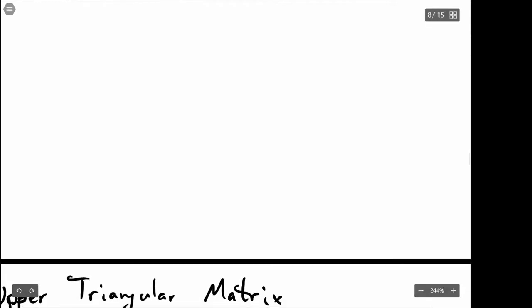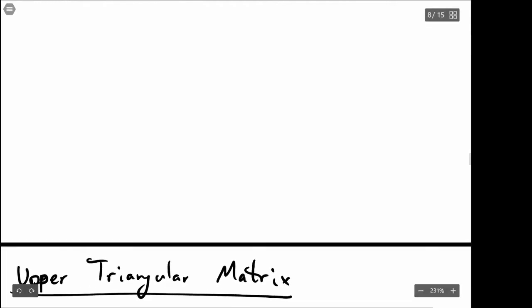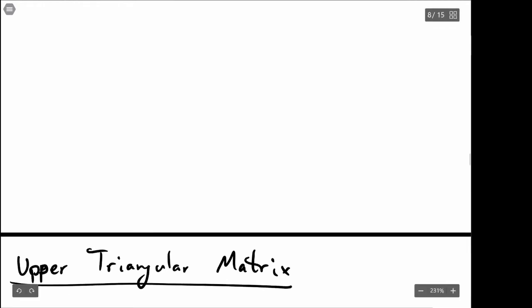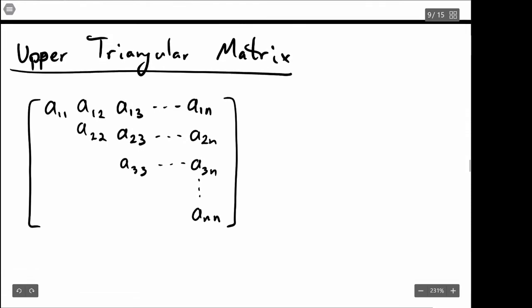Okay, so before we do too much more with determinants here, I want to talk about a certain subclass of matrices that are quite nice in a lot of ways, and those are triangular matrices. There are two types of them: upper triangular and lower triangular. Let's talk about an upper triangular matrix first. An upper triangular matrix looks like this.